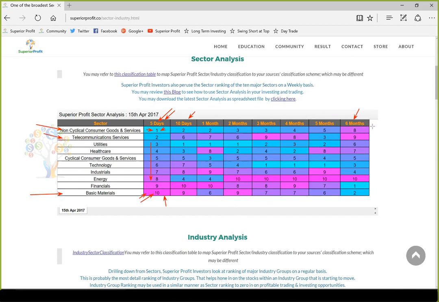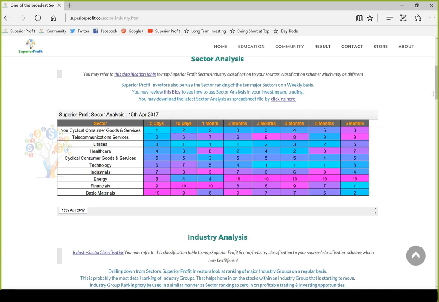So we can see consumer non-cyclical was very weak earlier, and then it had a steady rank improvement, turning into the top ranking sector in the last 5 days period. So if we are watching regularly, then we will be taking long positions along the way in some of the stocks in this sector.